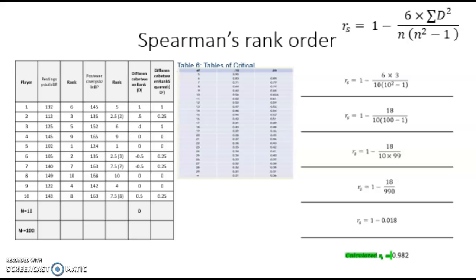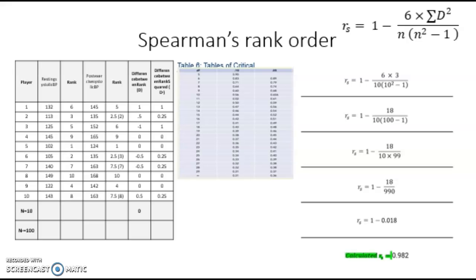To start the calculation, you get the sum of the differences squared and times this by 6. You then calculate the number of scores squared and minus 1. Then times this number by the number of scores. You will divide 6 times the sum of the differences squared by this answer. You then take this answer away from 1, and this gives you your Spearman's rank.